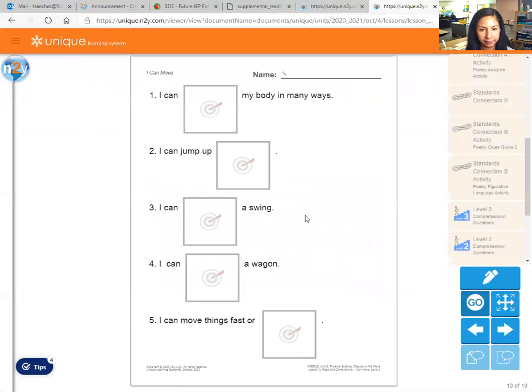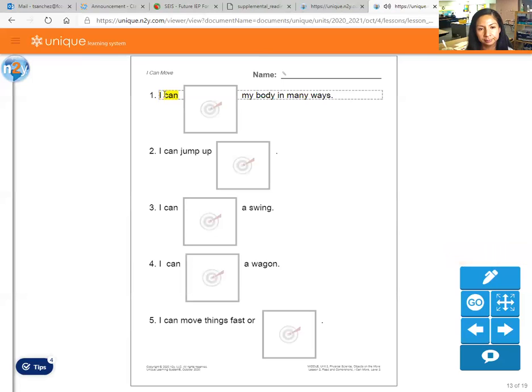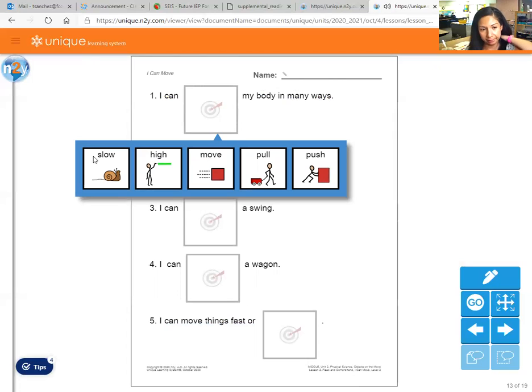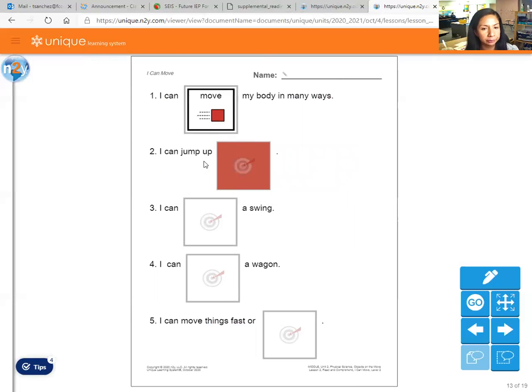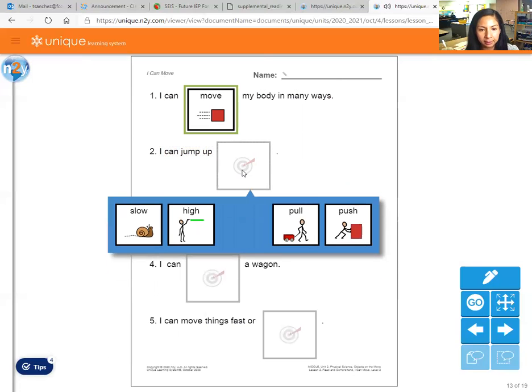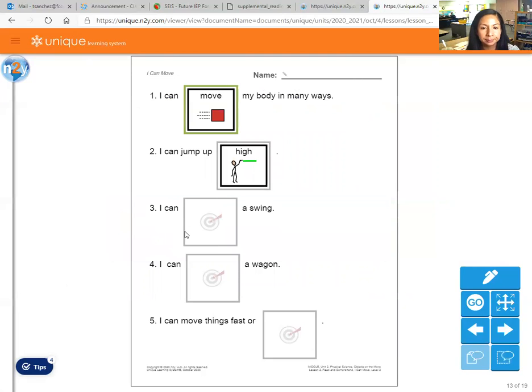Okay, so this is the level that we do, level 2. So number 1. I can, my body in many ways. Okay, I can what? My body in many ways. Slow, high, move, pull, or push. Well, let's see, what is the title of our book? I can move. I can move my body. Move. Okay, number 2. I can jump up. Okay, you can jump up what? Slow, high, pull, or push. Well, we saw in the story Mateo jumped up high toward the sky.